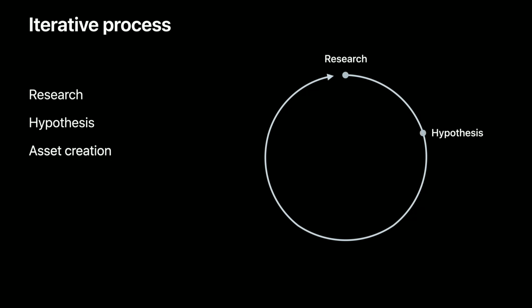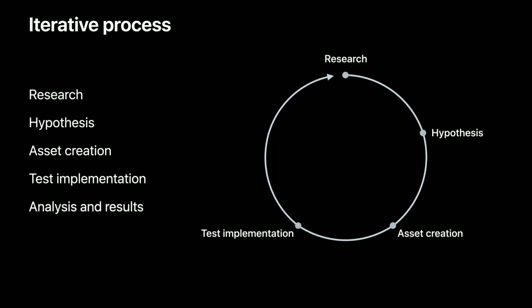Your research and hypothesis will inform what assets you will create for the test. And once your assets are ready, you'll want to implement the test. At this point, you will upload your assets into App Store Connect and submit for review. Next, it's time to analyze the results. As the test is running, and once complete, you can see the results in App Analytics. Based on the results, you may decide to apply one of the treatments to your product page or keep the control as is. Use the results to inform next steps and iterate from there on.